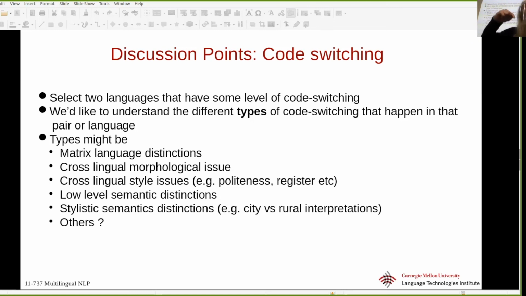So when people are doing different things in code switching, these types might be matrix language decisions. Which language do you choose, or do the people choose, when they're actually speaking about different things? What happens in cross-lingual morphological issues? How do plurals get done? What do you do with gender if you're copying a word that doesn't have gender into a language that does have gender? Cross-lingual style issues, politeness, register, etc. Low-level semantic distinctions. Stylistic semantic distinctions, there might be things about trying to be more city than rural or others.